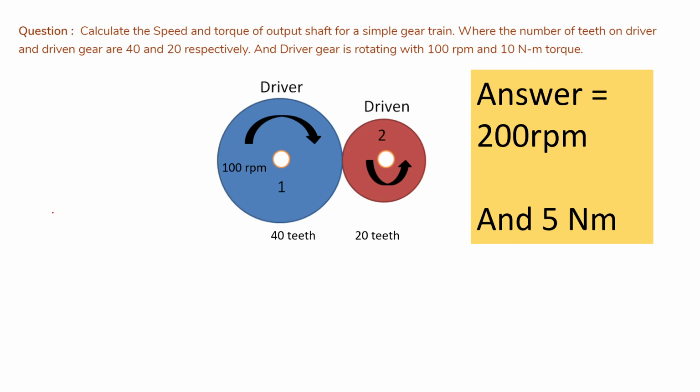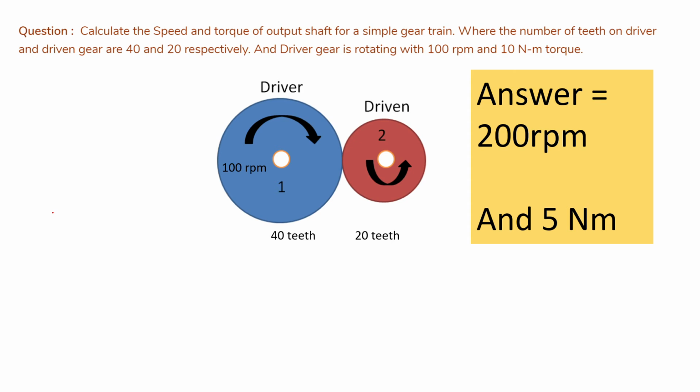Alright, this question. Calculate the speed and torque of the output shaft of a single gear train where the number of teeth on the driver and driven gear are 40 and 20 respectively, and the driver gear is rotating at 100 revolutions per minute and 10 newton meter torque. Remember that torque is just a moment of force, and remember moment of force is the perpendicular distance of the force from the pivot.